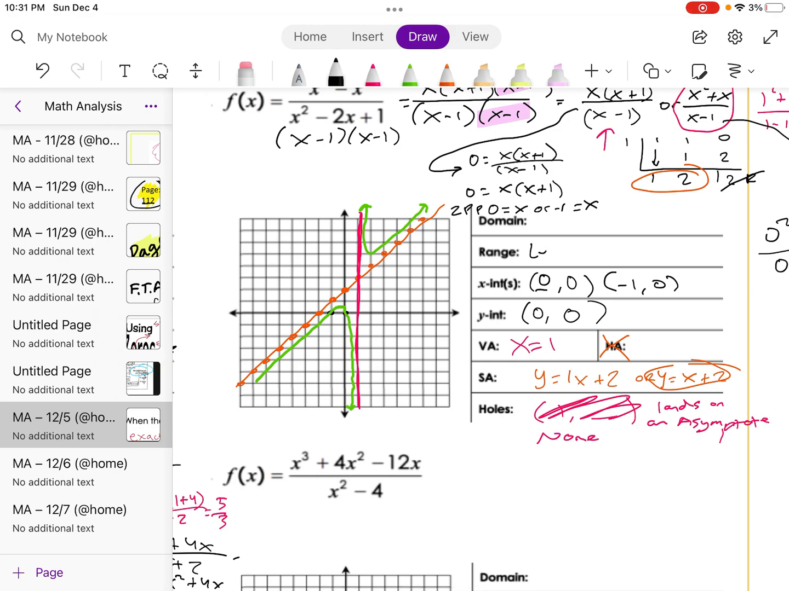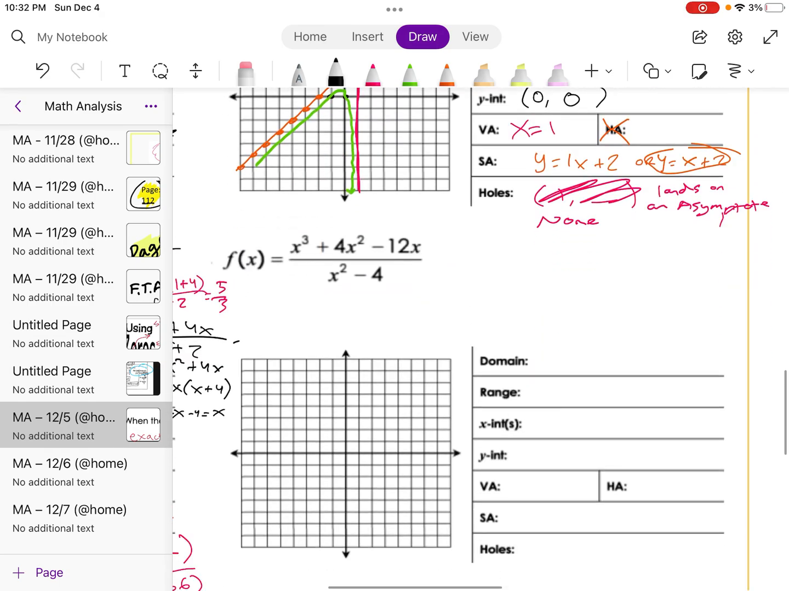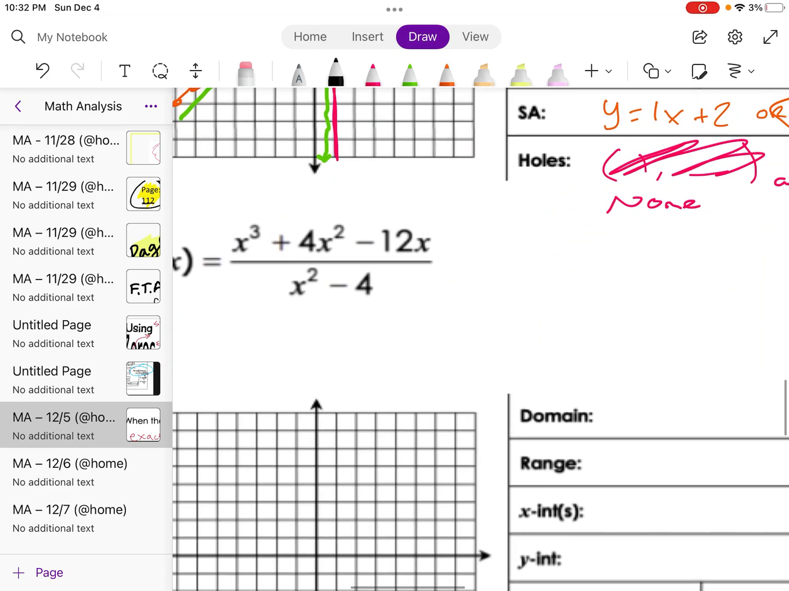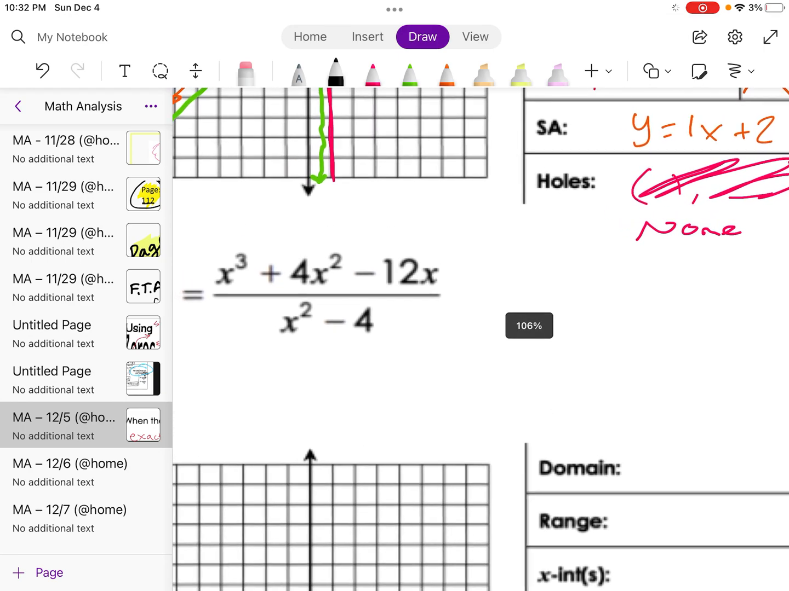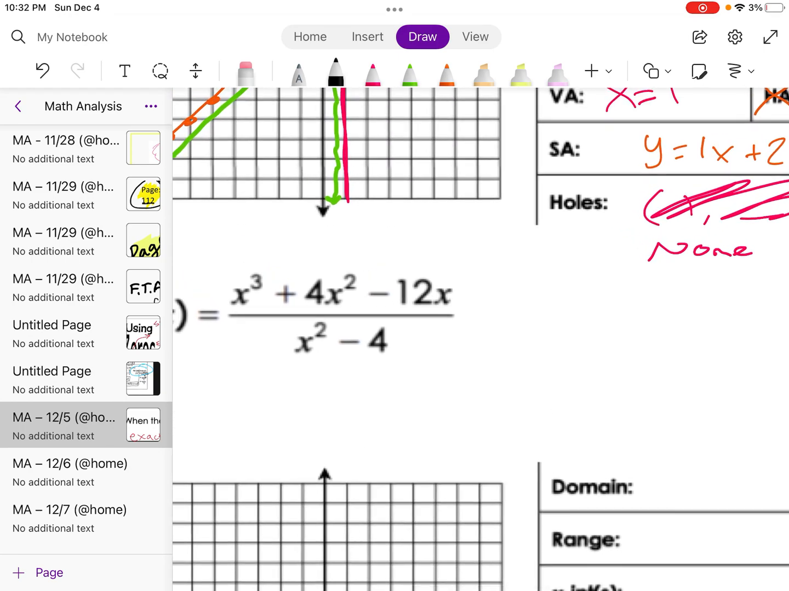Do my range. Range is a little funky, so let's talk tomorrow. But the domain, it looks like it's going to hit everything except for my asymptote, which tells you x can be anything except for 1. And there's that. Let's do this last one.